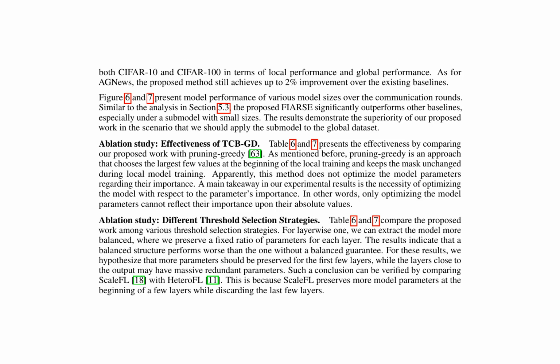Figures 6 and 7 illustrate the model performance of various model sizes over communication rounds, showcasing FIARSE's significant outperformance, particularly with small submodel sizes. This highlights the method's effectiveness in scenarios where the submodel is applied to the global dataset. Ablation studies examine the effectiveness of TCBGD and threshold selection strategies. The first study compares TCBGD to pruning greedy, which selects the largest values at the beginning of local training and keeps the mask unchanged. Results emphasize the necessity of optimizing model parameters based on their importance, as merely optimizing parameters without considering their importance is insufficient.